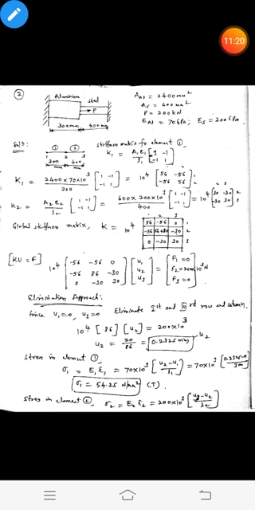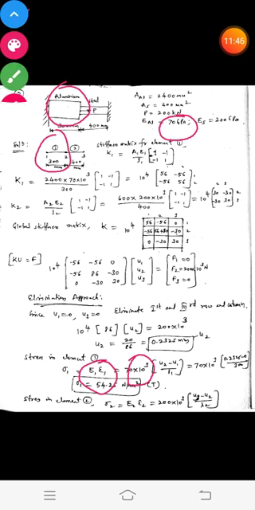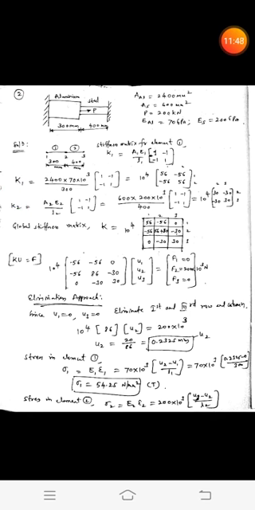Stress in element 1. What would be the stress in element 1? We know that by Hooke's law, stress is given by Young's modulus into strain. Now stress in element 1 is given by Young's modulus of element 1 into strain in element 1. What is the Young's modulus of element 1? Since element 1 is made up of aluminum material, Young's modulus is 70 GPa, that is 70 into 10 raised to 3 into what is the strain?